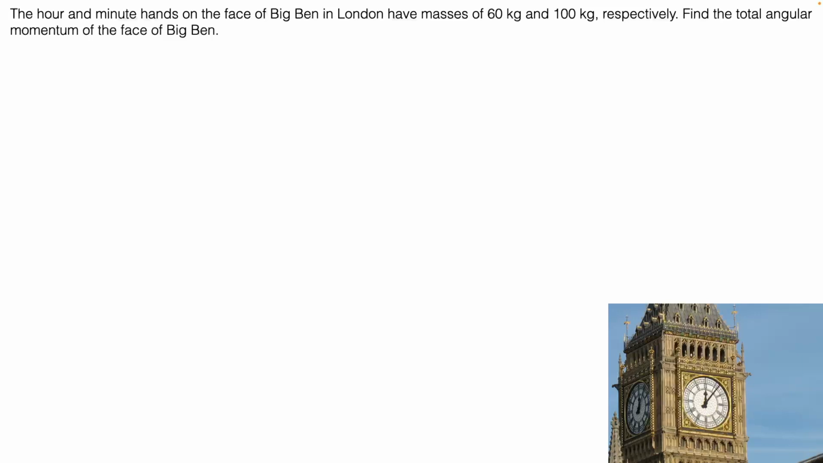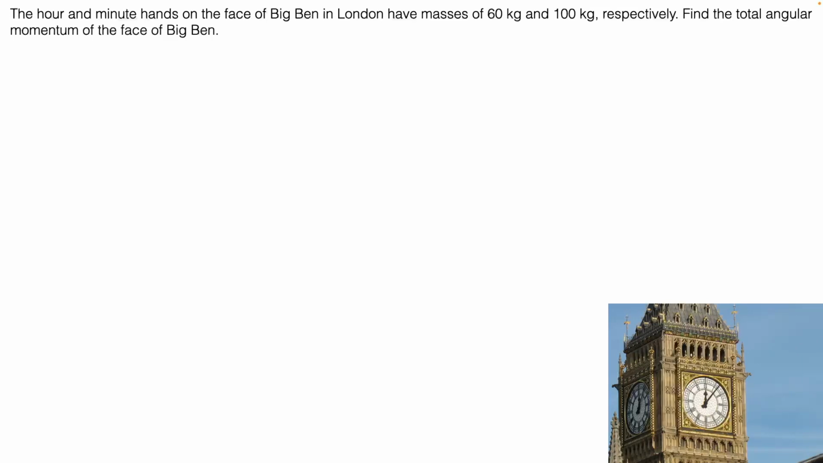Here's Big Ben today. Big Ben is the famous clock tower in London, England. It kept time for all of London until pocket watches were invented, and it still works, of course. I think it's undergoing renovations right now. But it's pretty big. This picture doesn't do it justice. The clock face is many tens of feet, several meters, big. And so we're going to find the angular momentum of the face of Big Ben.